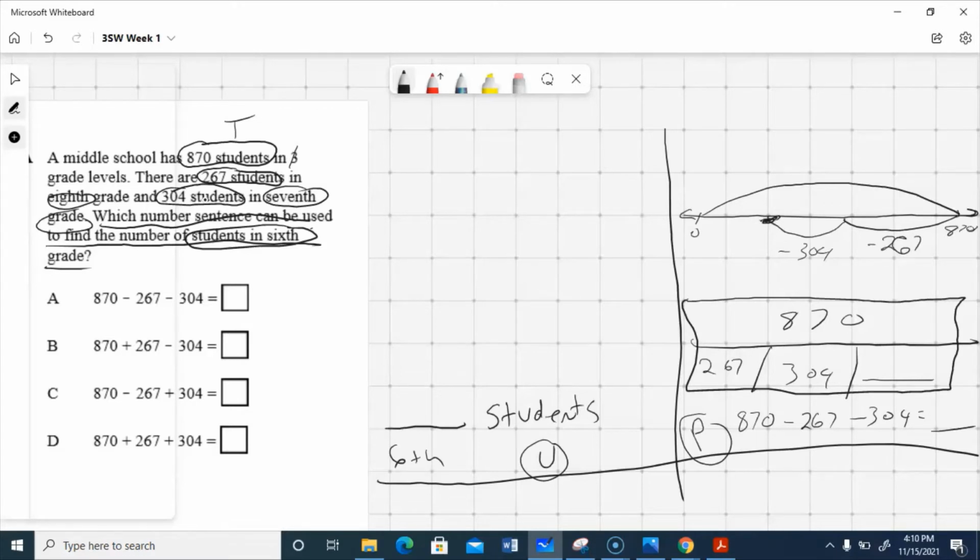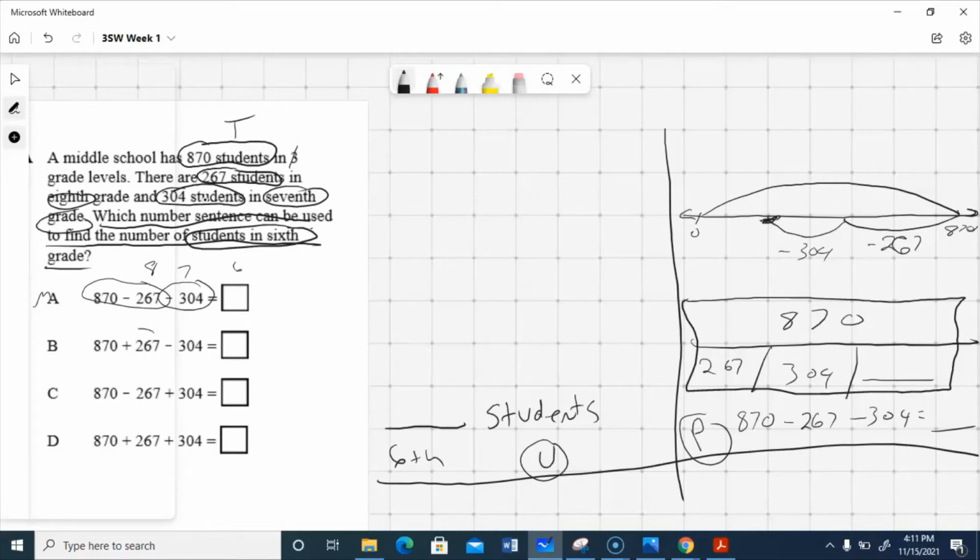So I look at my answer choices. Okay, I have 870, and I take away the 8th graders right there, and then I go ahead and I take away the 7th graders. That's going to tell me the 6th graders. So that looks like that may be how I'm going to solve it. Let's go to the other answer choices.